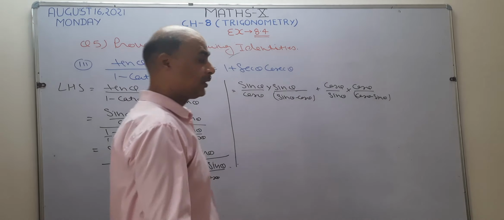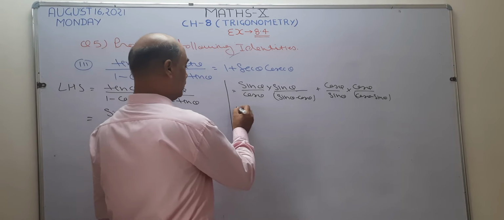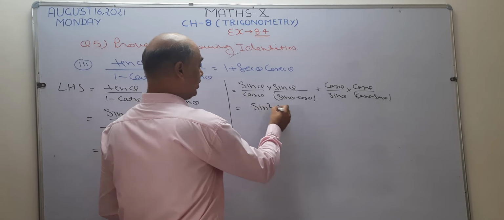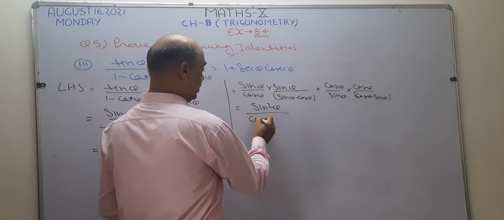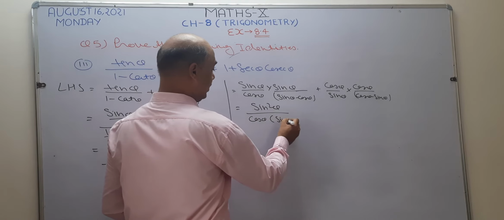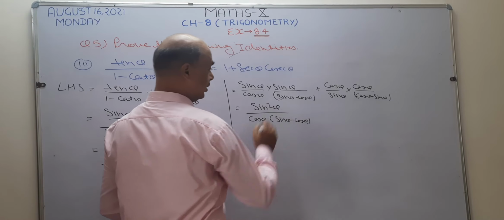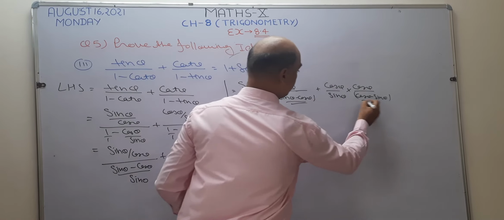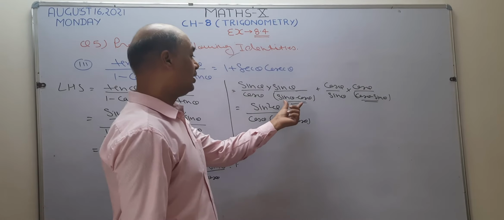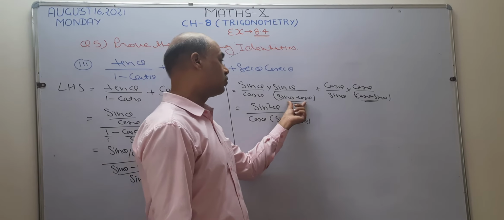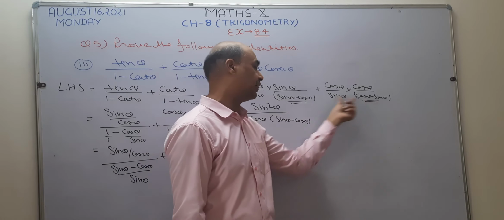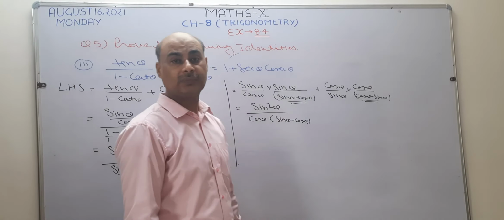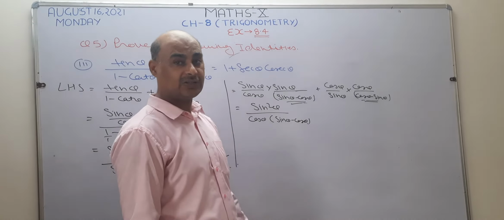Okay. Now sin into sin. Sin into sin is sin square theta. And denominator is cos theta into sin theta minus cos theta. Can I make these two parts same? First tell me. Here I write sin theta minus cos theta, and here written is cos theta minus sin theta. Can we make both the terms same? Is it possible? Yes, it is possible.